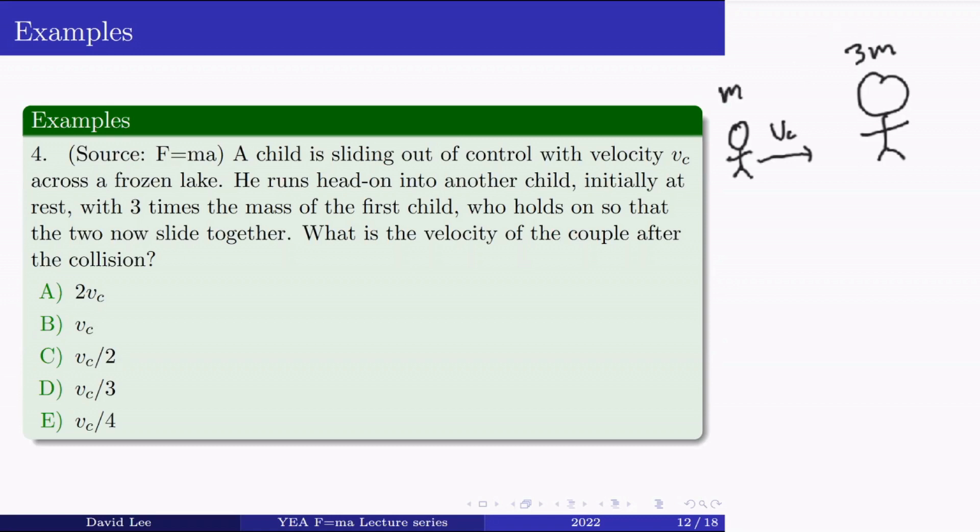Now let's use conservation of momentum here. First of all, what type of collision is this? The two children hold on, so they're both moving together. What this means is that this is a completely inelastic collision.